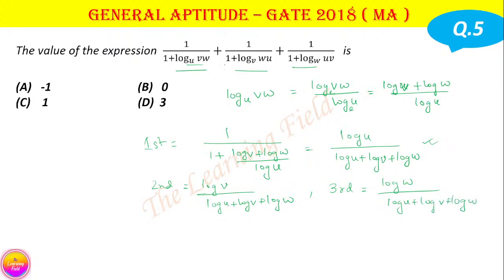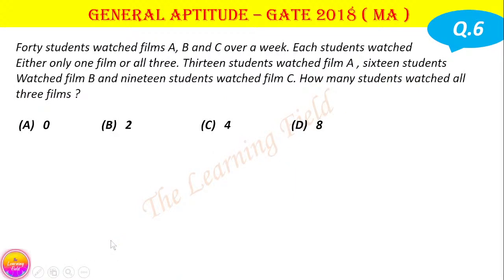Therefore if we add these three terms, we get the numerator log u plus log v plus log w, since the denominators of the three terms are equal. So the sum is log u plus log v plus log of w by the denominator log u plus log v plus log of w, and this gives simply 1. Therefore the correct answer is option C, 1. Now we go to the next question, question number 6.